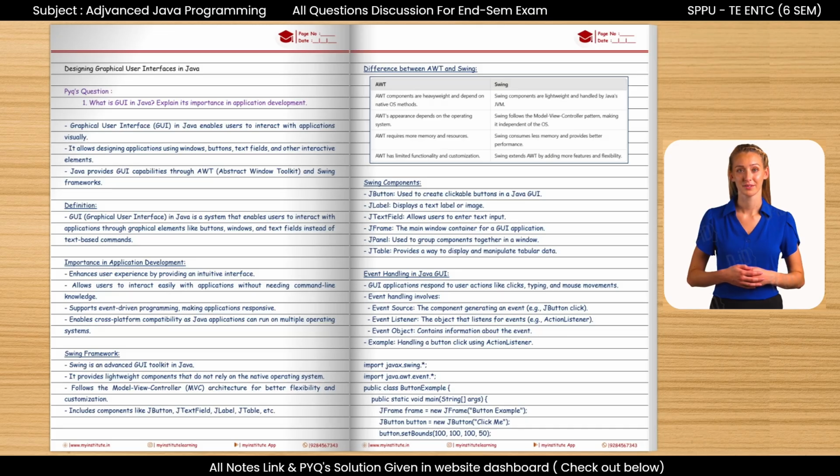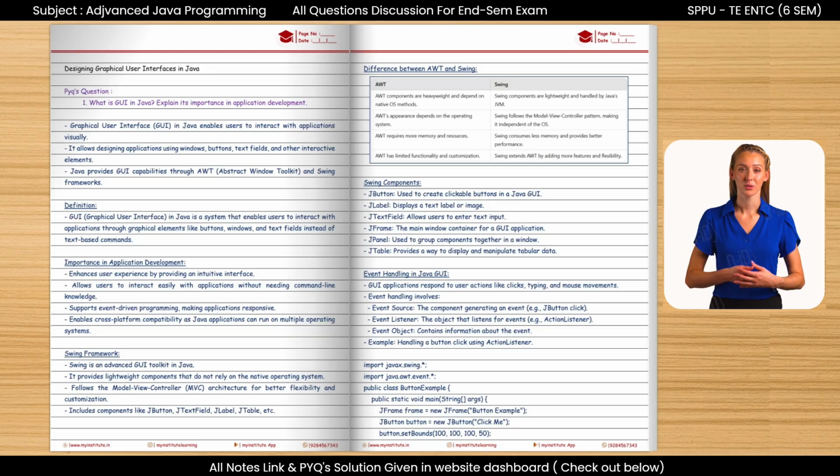Imagine using your mobile phone or a banking application without any buttons or visuals, just a blank screen where you must type everything. That would be so inconvenient, right? That's why GUI is essential in modern applications. In Java, GUI components are created using two main libraries, Abstract Window Toolkit, also known as AWT, and Swing.